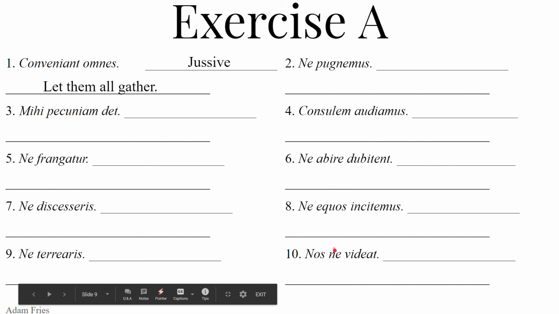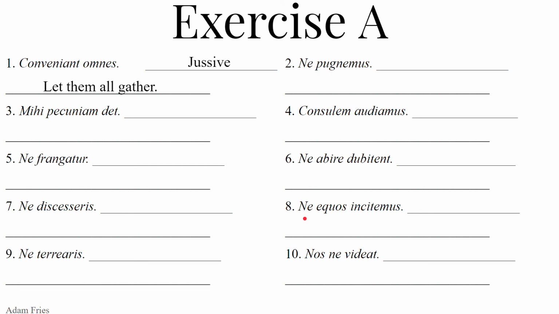So negative: let him, let her, or let it not see us. Let him not see us. Let her not see us. So jussive subjunctive. Let a third person singular not, ne videat, not see nos, us, the direct object.